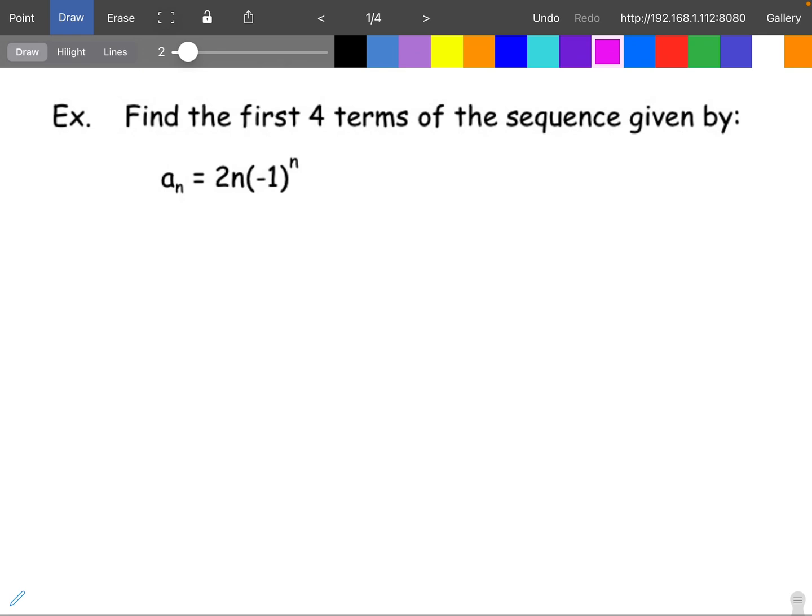So if we want to find the first four terms of the sequence given by a sub n equals 2 times n times -1 to the n power. Now, something we want to talk about that's really important is what this a sub n means. A sub n means the number of the term that you are looking for.